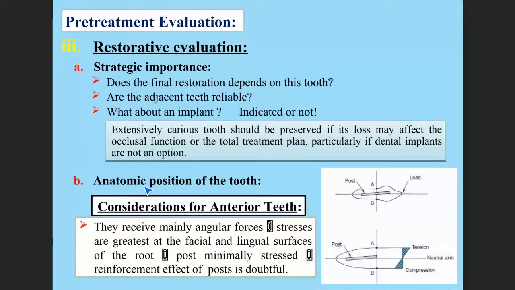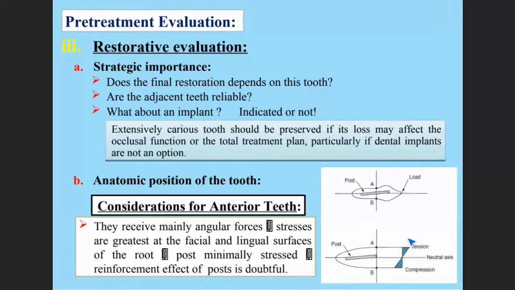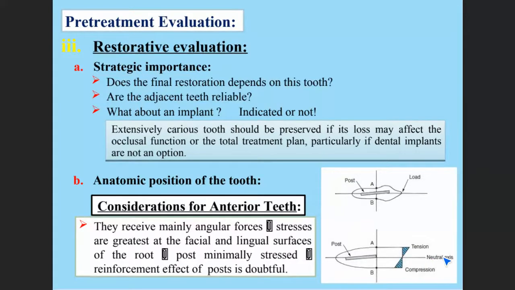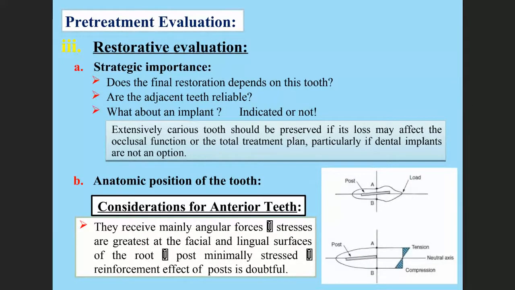The anatomic position of the tooth: we have considerations for anterior teeth. Anterior teeth normally receive angular forces, not perpendicular. So there will be more tension on the lingual and compression on the labial. In the middle, where the post is, there will be a neutral zone. So the post will be minimally stressed in the middle. That's why the reinforcement effect of a post in anterior teeth is doubtful.